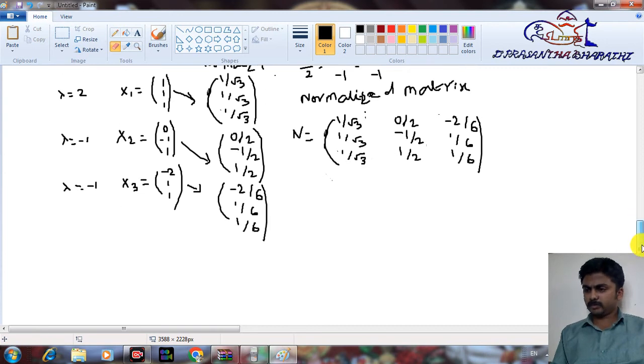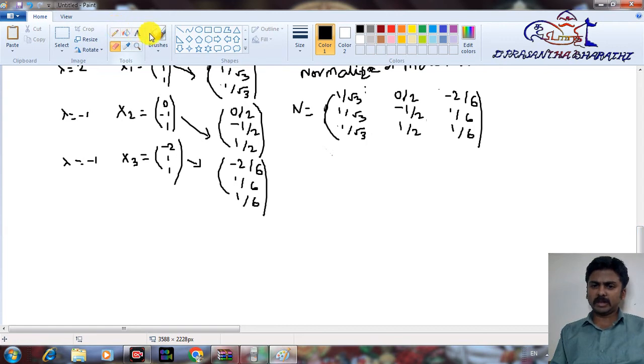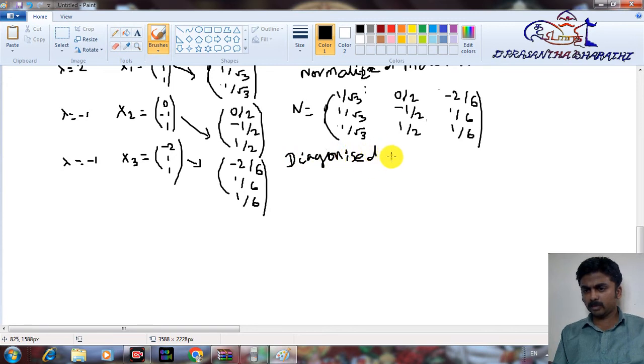Now we want to find the diagonalized matrix, that is D, the diagonalized matrix D. So the formula for this capital D is N transpose A N. So what is N transpose?